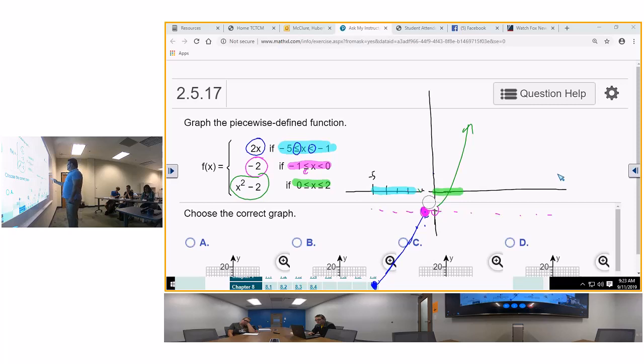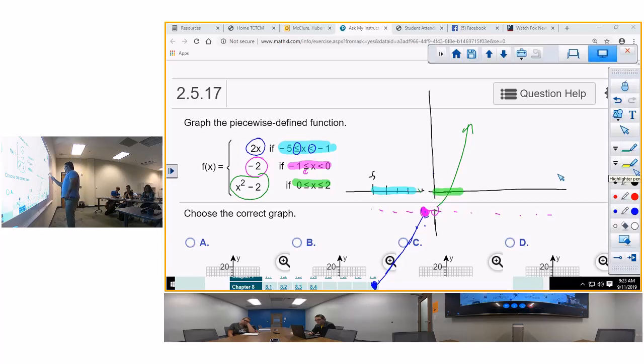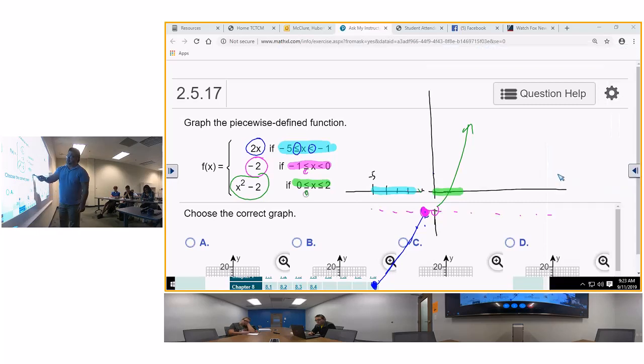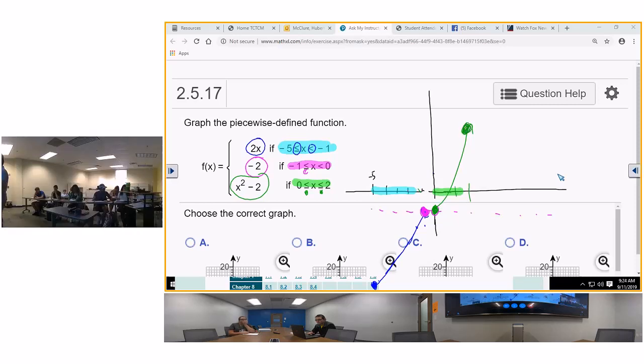Now, let me get my green marker. What kind of circle here and what kind of circle here? Closed. So that cancels out the magenta open circle. And 1, 2. So that is a sketch of what you should have. Now let's pull up the A, B, C, and D, and let's see which one it is.